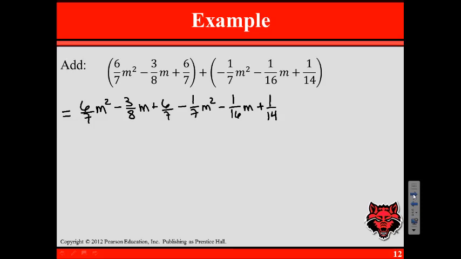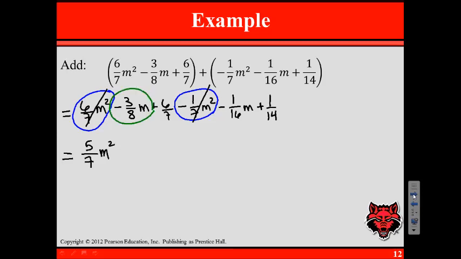Starting with the first term, we have 6 over 7 m squared, so we're looking for other terms with m squareds, and we find a negative 1 over 7. These two terms already happen to have common denominators, so we can go ahead and combine these terms. 6 over 7 minus 1 over 7 is 5 over 7. The variable stays the same. We go to the next available term, which is negative 3/8 m. And the next term we find with an m is negative 1 over 16 m.